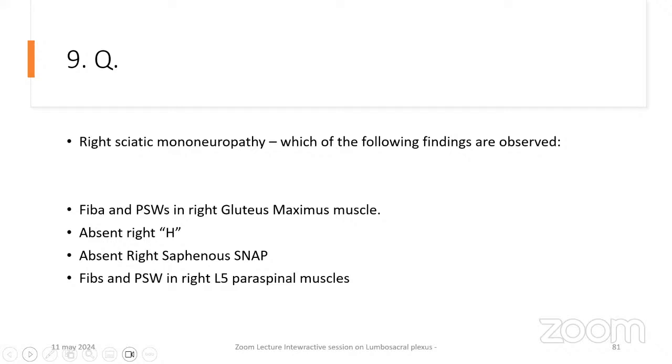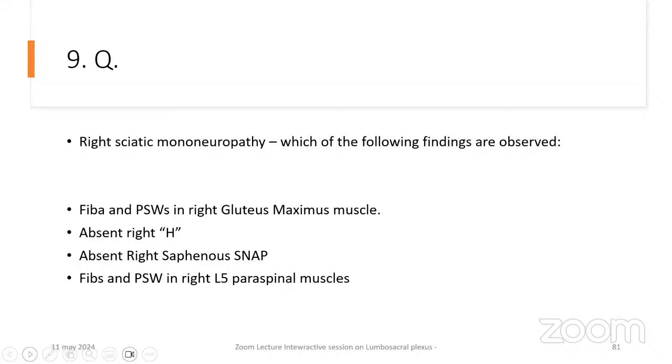Correct. Yes. Why fibs and positive sharp waves in right L5 paraspinal muscles? No, because that will be the root, it is beyond that. Right. How will you diagnose gluteus maximus? How will you support fibs and positive sharp waves? No, supplied by inferior gluteal, which arises directly from the plexus.